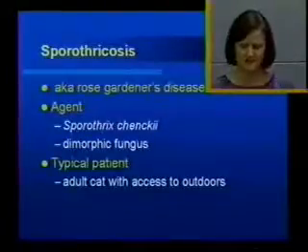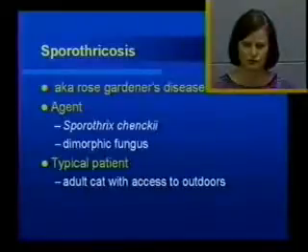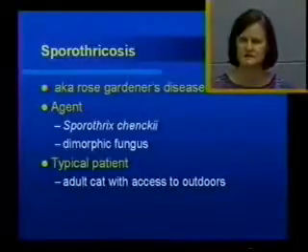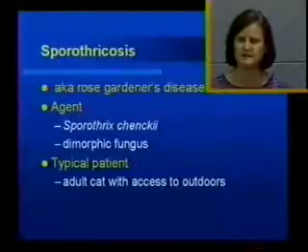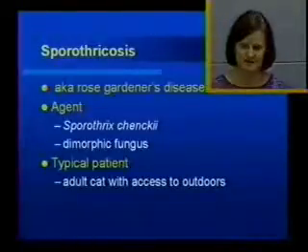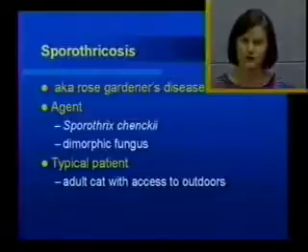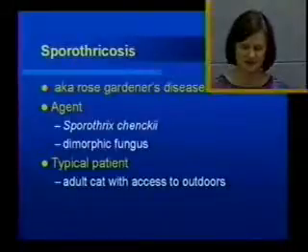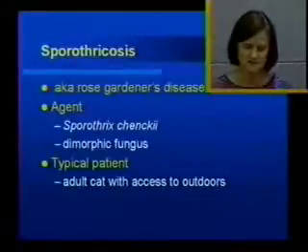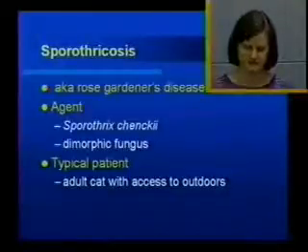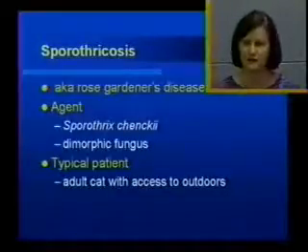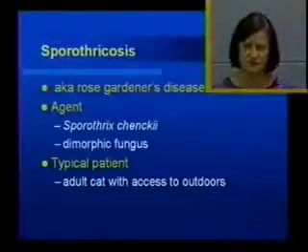Sporotrichosis is a fungal agent of cats. It's also called Rose Gardener's disease. This particular agent is widely spread in the environment, so people frequently get it from gardening if they scratch themselves. However, they can also get it from cats, making it a zoonosis. It's caused by Sporothrix schenckii. It's a dimorphic fungus, and the typical patient is an outdoor cat, again with exposure to the outdoors.